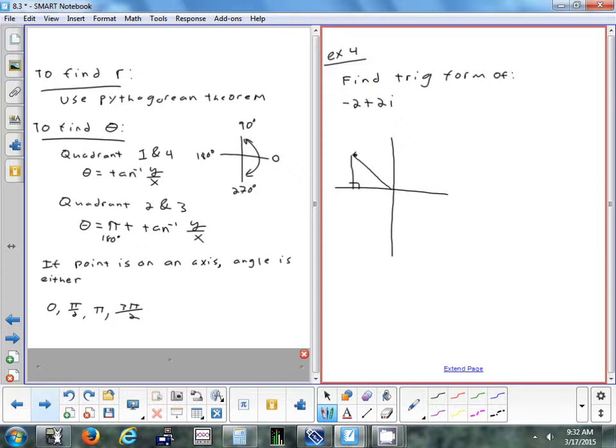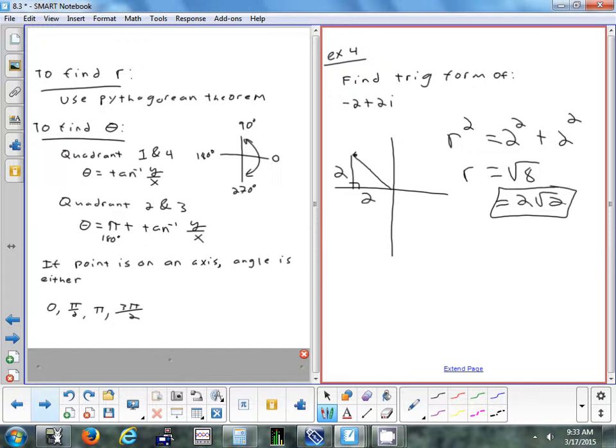And first thing I'll do is find r. Okay, so in this case, r squared is going to be 2 squared plus 2 squared. So 2 squared is 4, plus another 4 is 8. We get the square root of 8, which, what does the square root of 8 simplify to? Yeah, 2 square root 2. Good. Okay, that's our radius. Just put it off to the side. We're going to need it when we write our final answer.